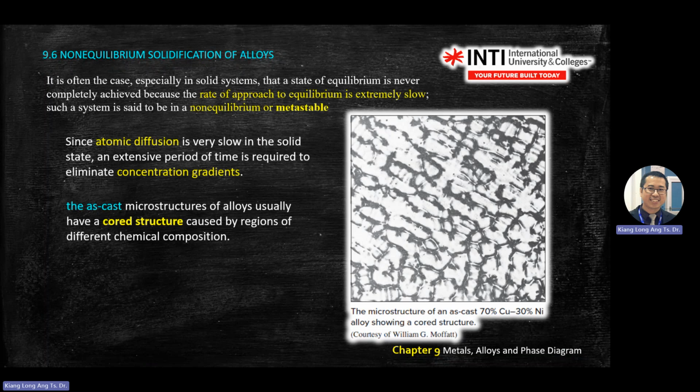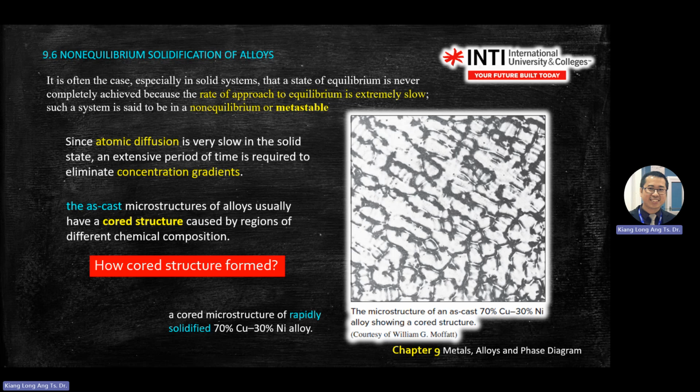Okay. So if you have this kind of microstructure, it means that the temperature is not well controlled, or it was purposely cooled down either very slowly or very quickly. Okay. So this is called cored microstructure. Cored microstructure.